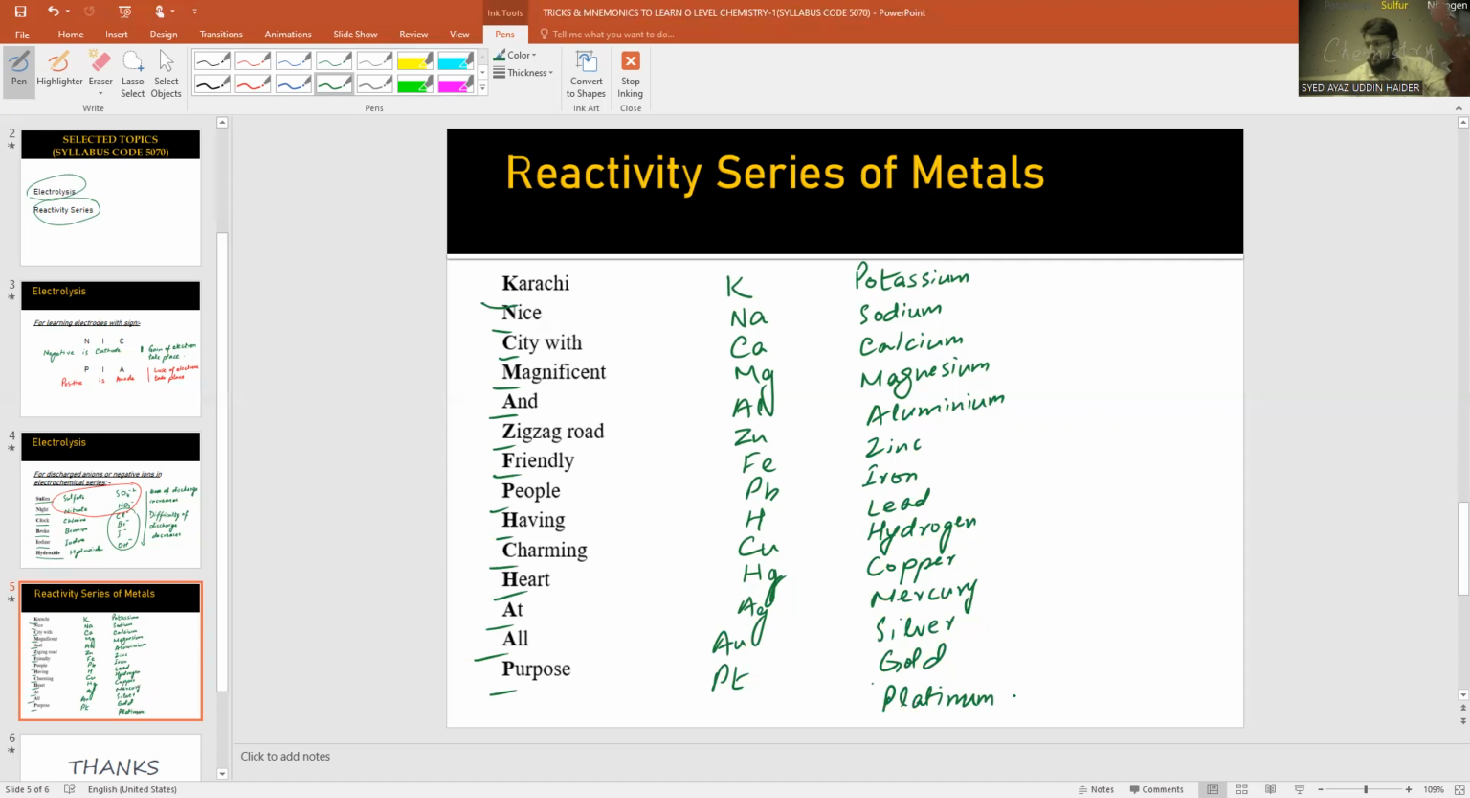The reactivity decreases down the series, which means the metals at the top are highly reactive and metals at the bottom are least reactive.